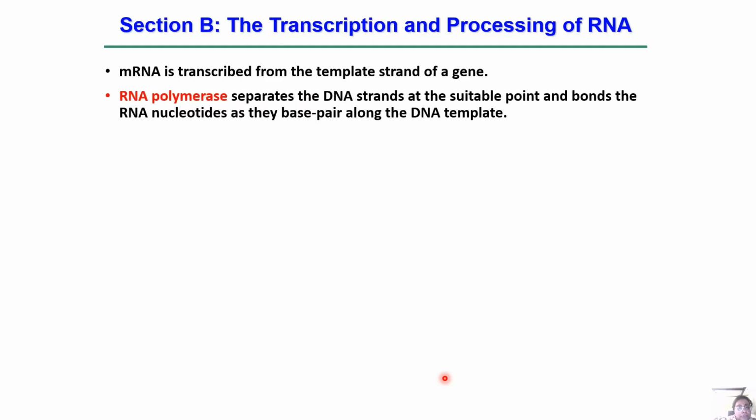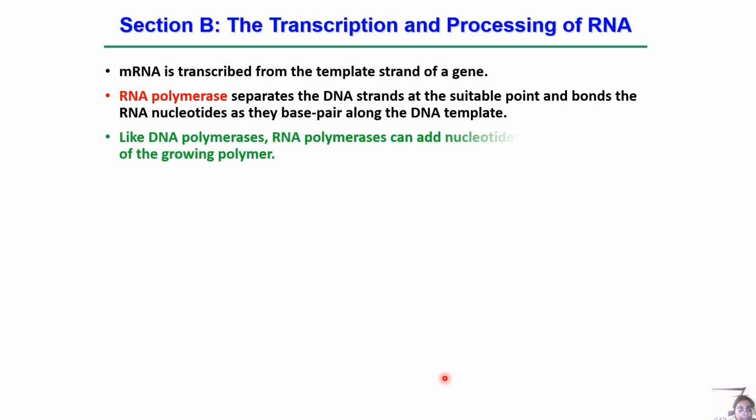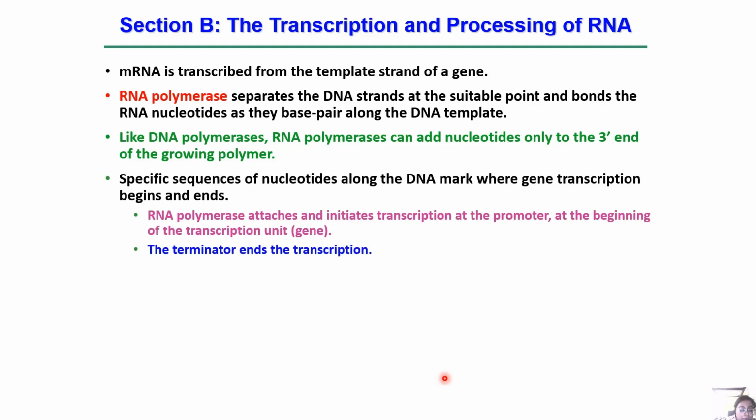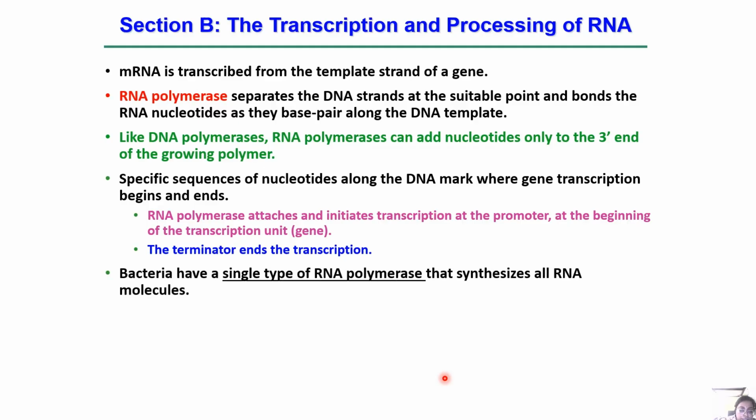So mRNA is transcribed from the template strand of a gene. RNA polymerase separates the DNA strands at the suitable point and bonds the RNA nucleotides as base pairs along the DNA template. Like DNA polymerase, RNA polymerases can add nucleotides only to the 3' end of the growing polymer. Specific sequences of nucleotides along the DNA mark where gene transcription begins and ends. RNA polymerase attaches and initiates transcription at the promoter at the beginning of the transcription unit. The terminator ends the transcription.